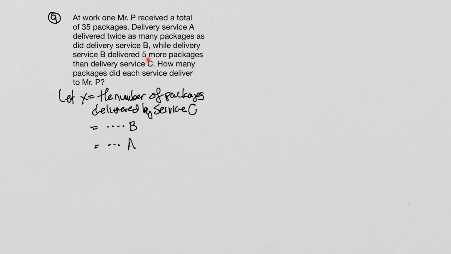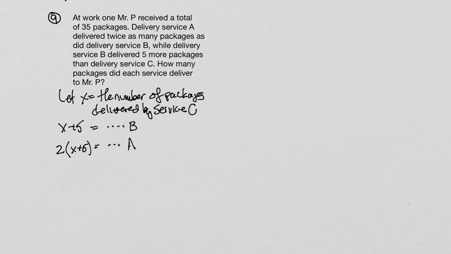So what do we know about A, B, and C? So A delivered twice as many as B. Okay, so let's see, delivery B delivered 5 more than C. Okay, so we know what C is. C is x. C delivered x. And B delivered 5 more than that. So B must be x plus 5, right? Does that make sense? x is the number C delivered and 5 more. And then what about A?